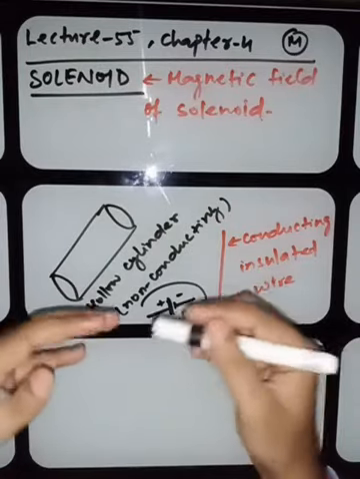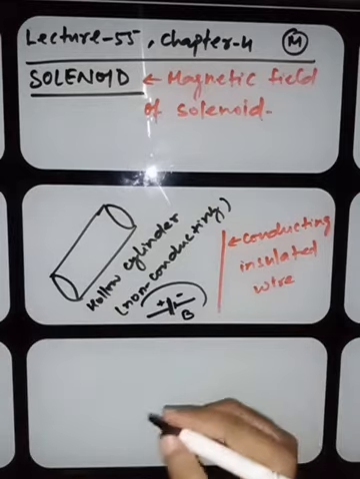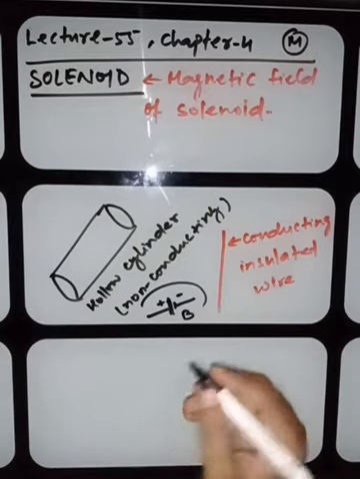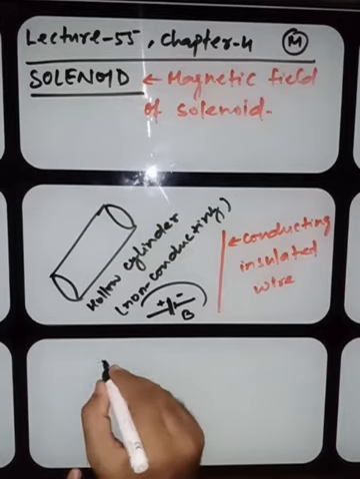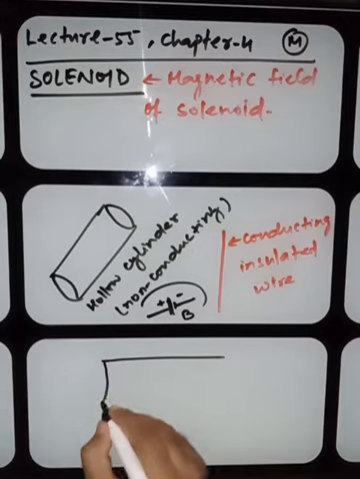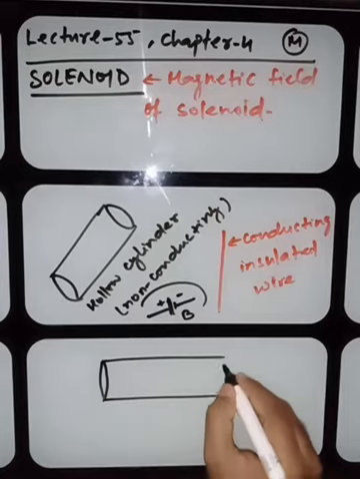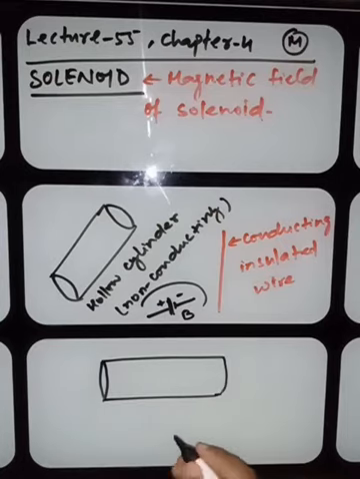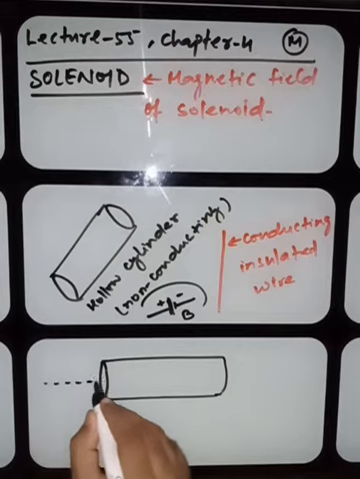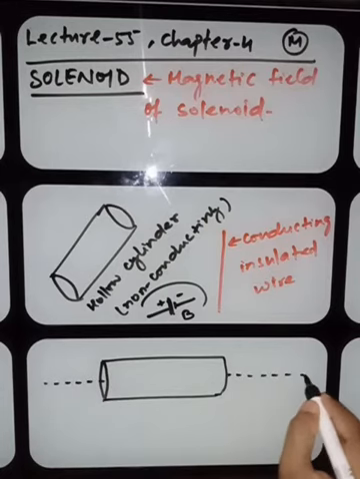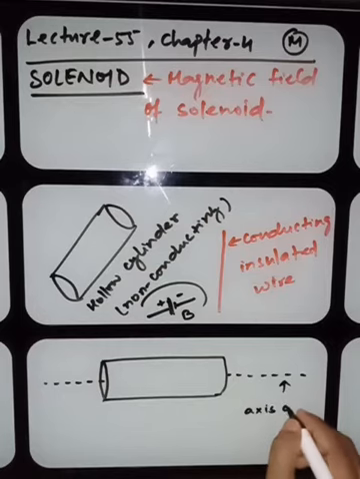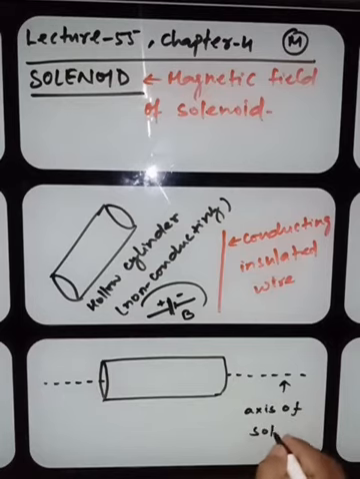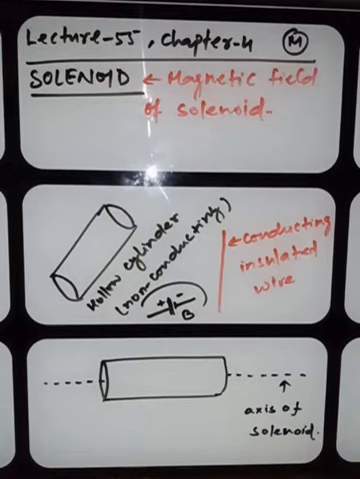We have studied this solenoid in standard 10th also, so without wasting much time, let me explain. This is the porous material, the hollow cylinder. This is the axis of the solenoid, my dear students. This is called the axis of the solenoid. These are very important things.